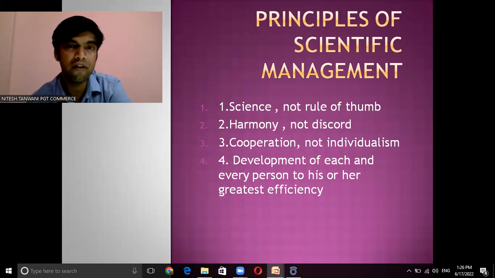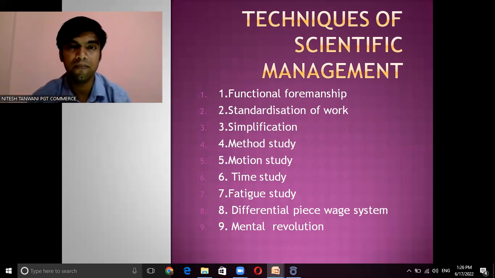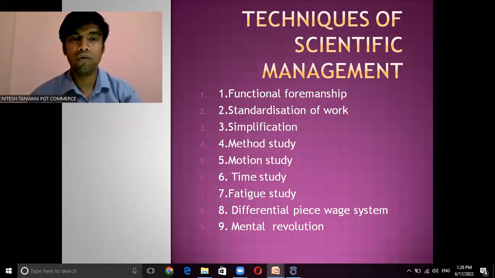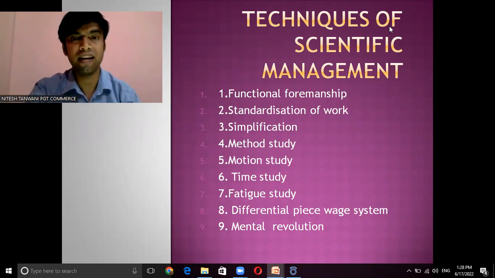These principles are given by F.W. Taylor. Now moving on to the techniques of scientific management. If we are talking about functional foremanship, it refers to that technique of scientific management which makes possible the full utilization of the principles of specialization.